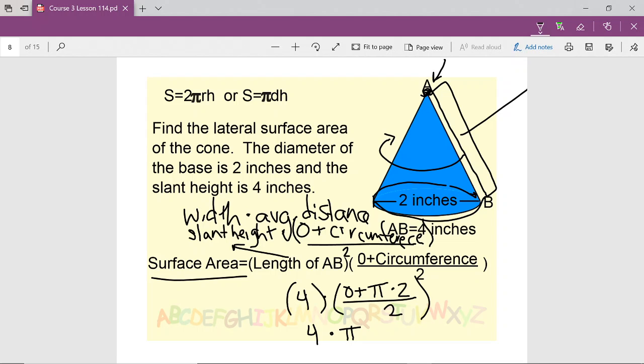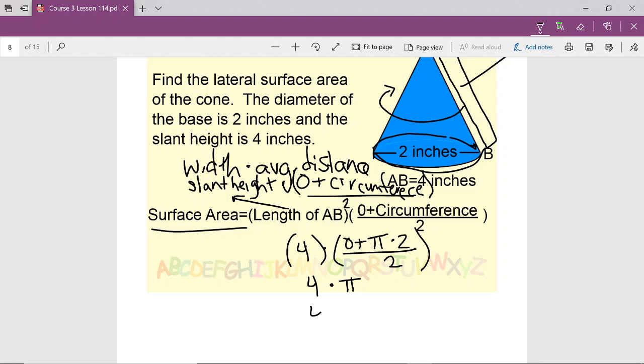And if you would like to use 3.14, you would just do 4 times 3.14, and you would have your centimeters squared in either case. So this is how we would plug it in if we were thinking about surface area like a sweep. Width of the broom times the average that it moves.